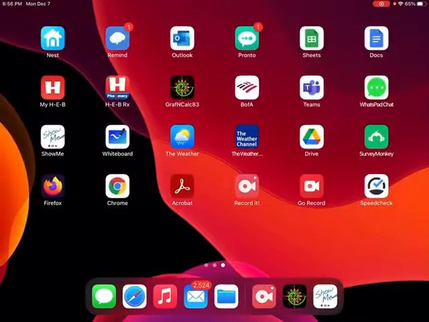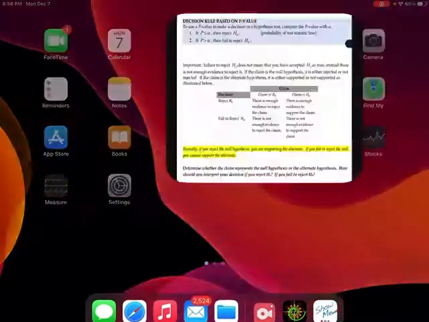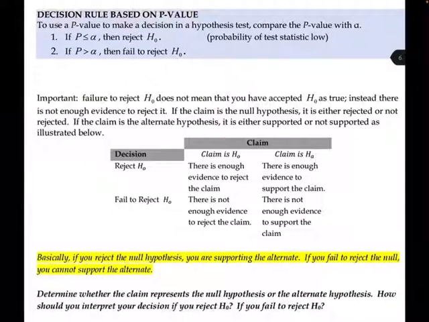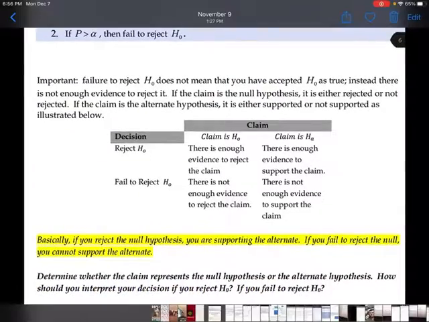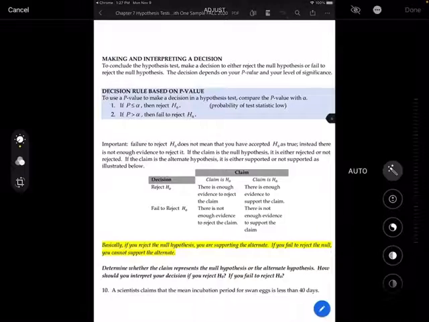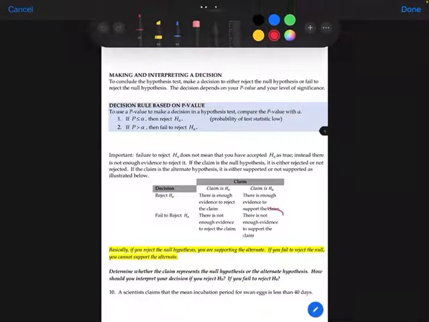Again, the reasoning behind that, guys, is if I come back to my cheat sheet here, our claim was our alternate, and we failed to reject, so we said there's not enough evidence. The bottom right down here, I'm going to mark it a little bit, but I'm basically just looking at that right there. There's not enough evidence to support the claim. And that is my answer.